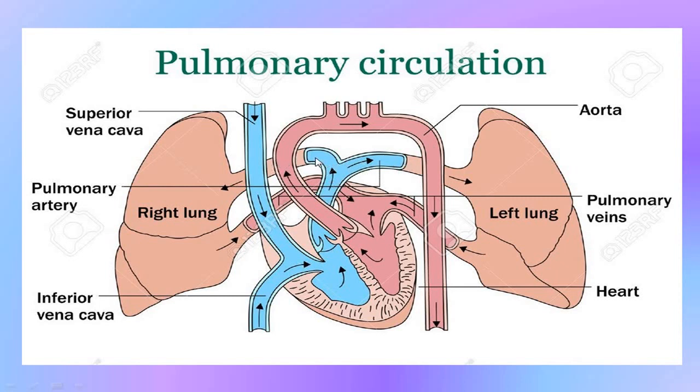the right pulmonary artery and the left pulmonary artery. The right pulmonary artery enters into the right lung and the left pulmonary artery enters into the left lung. So these arteries then supply this deoxygenated blood to the lungs for oxygenation, or in simple words, for purification. So this circuit is called the pulmonary circuit, and the circulation of blood in it is called pulmonary circulation.